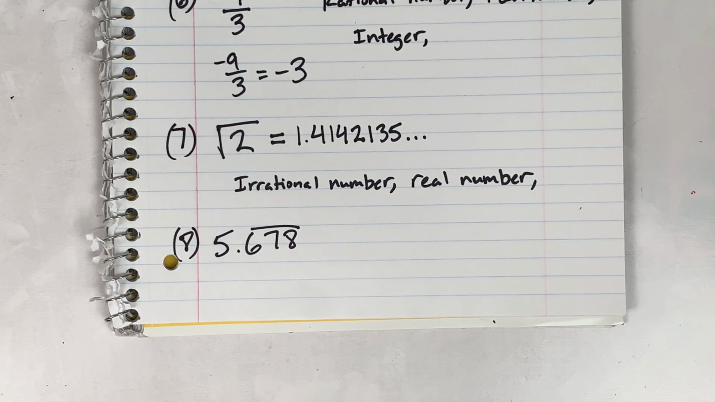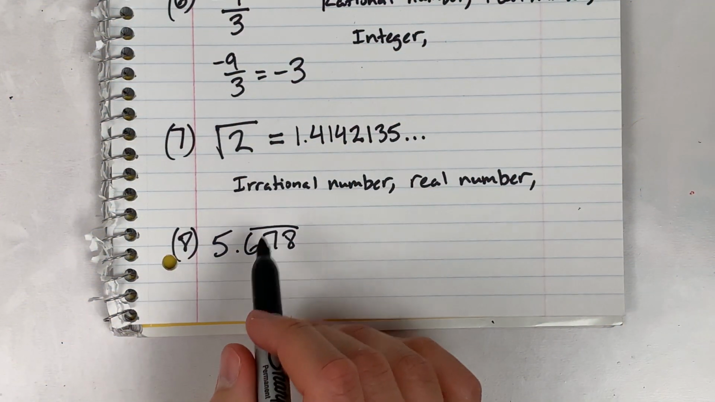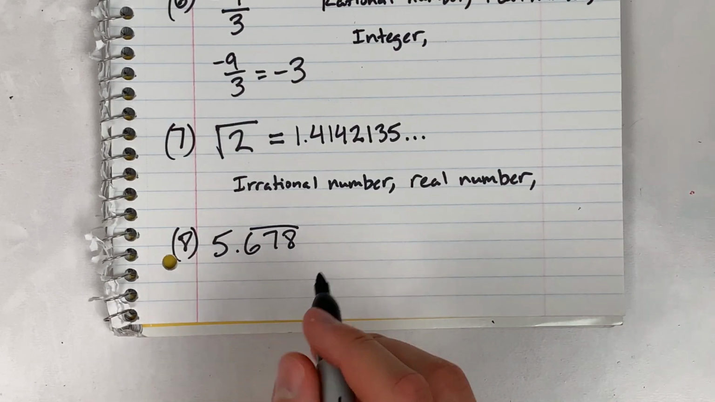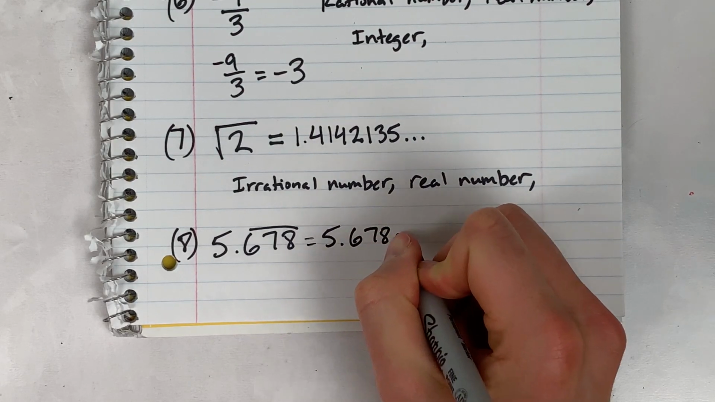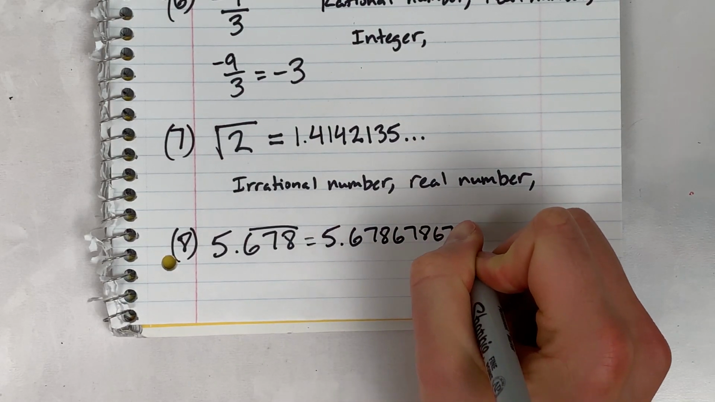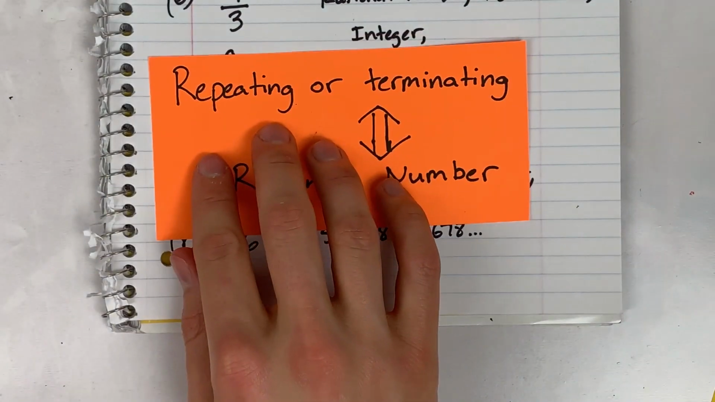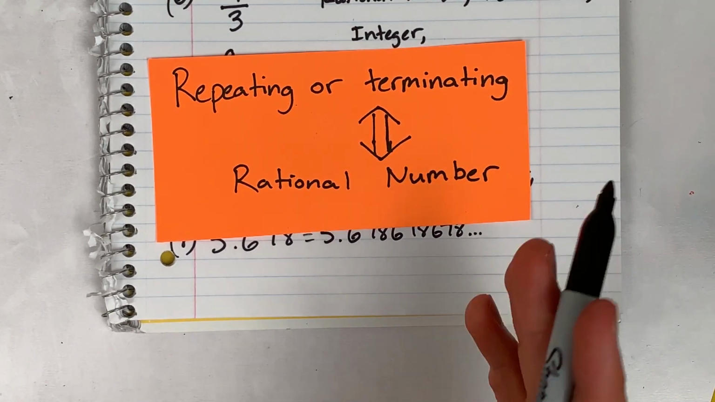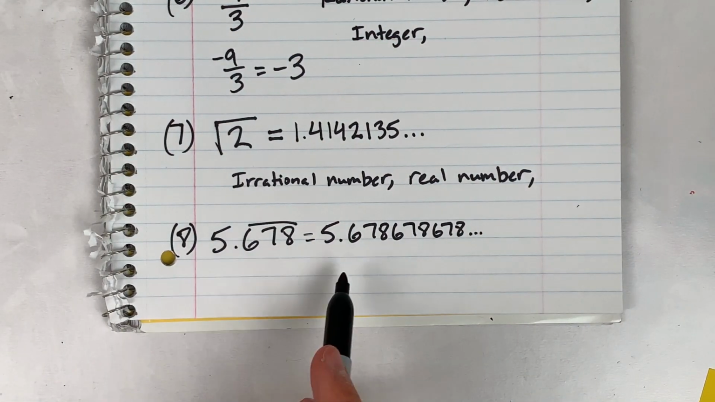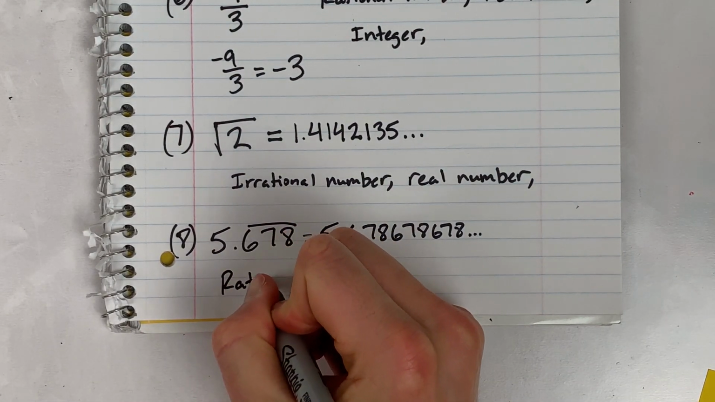How many ways can we classify 5.678 repeating? Well, like before, remember the bar means to repeat these digits forever. So 5.678 repeating equals 5.678, and keep repeating that pattern forever. So, based on what we've done before, we know that repeating or terminating decimals are equivalent to being a rational number. So because this decimal clearly repeats, that means 5.678 repeating is a rational number.